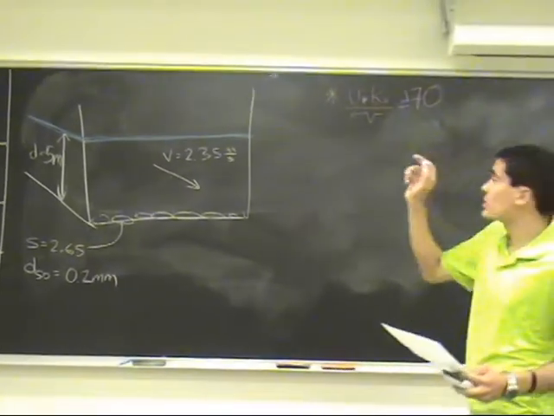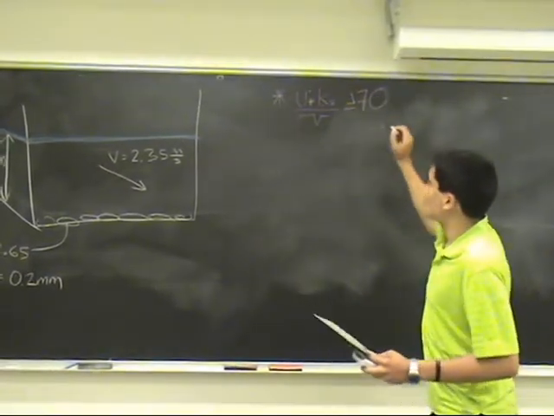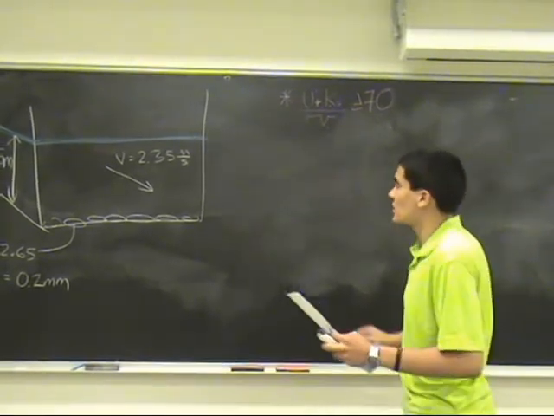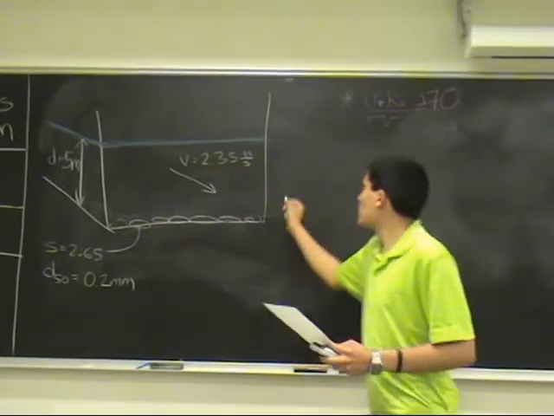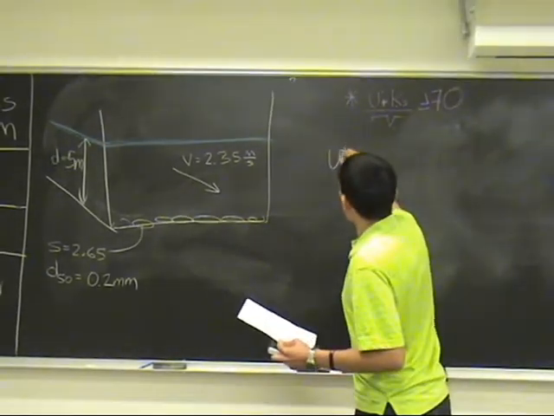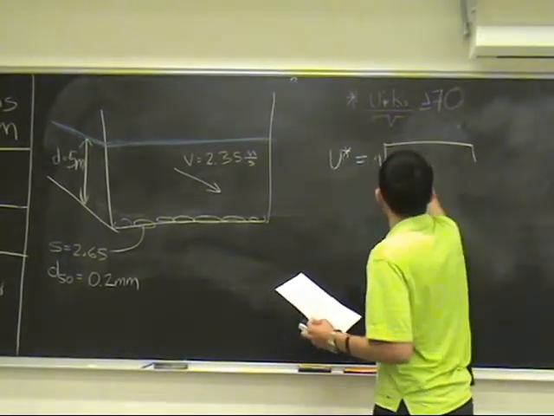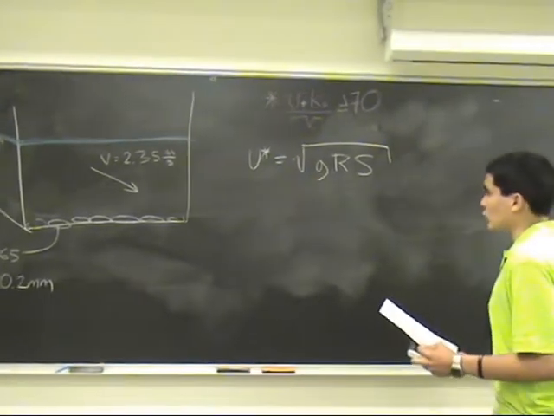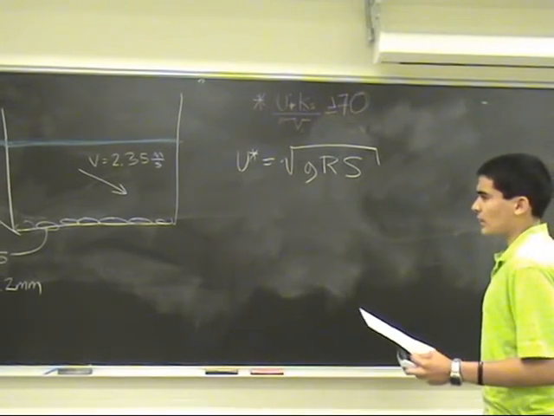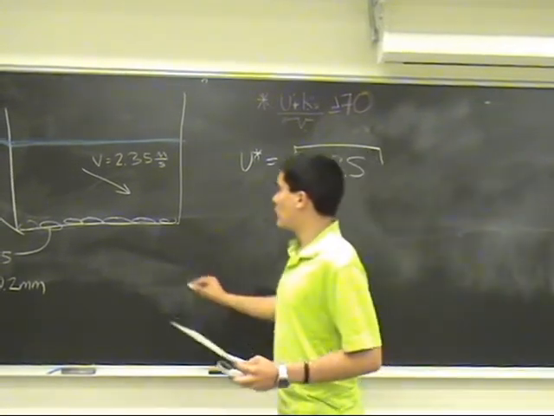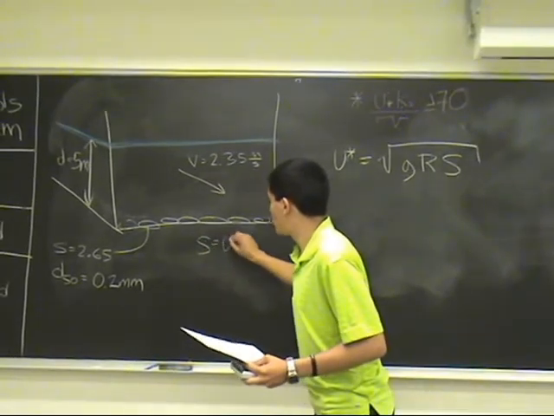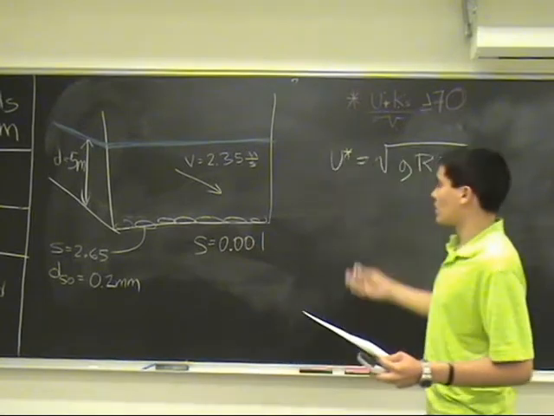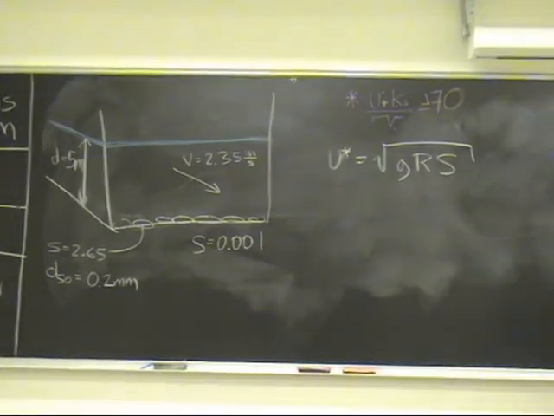millimeters. The first constraint, as we said, is to make sure that we have a Reynolds number greater than 70 down here in our lower layer. So we said that U star is the square root of g R S. Now, in our case, we have a slope of 0.001 meters per meter, let's call it.